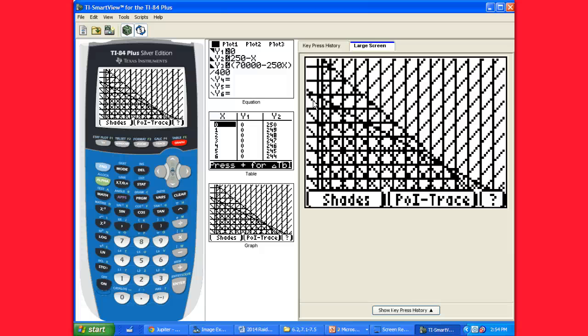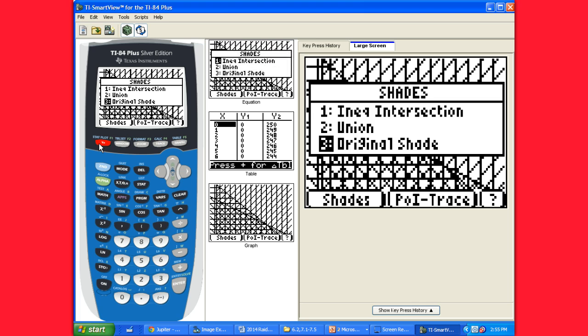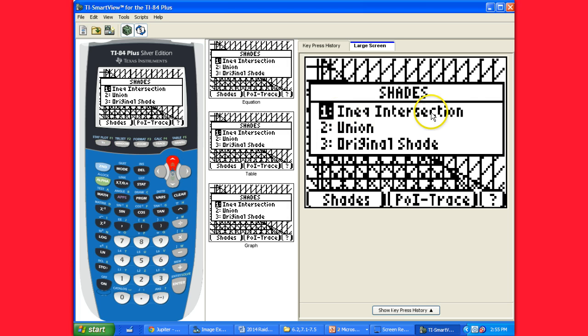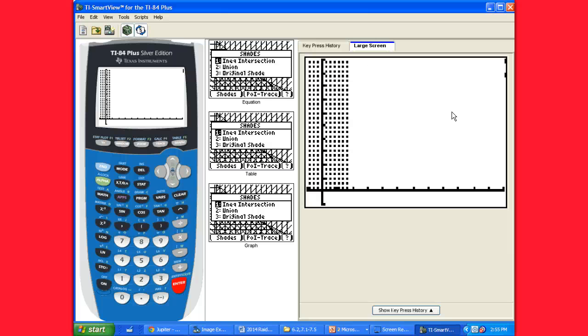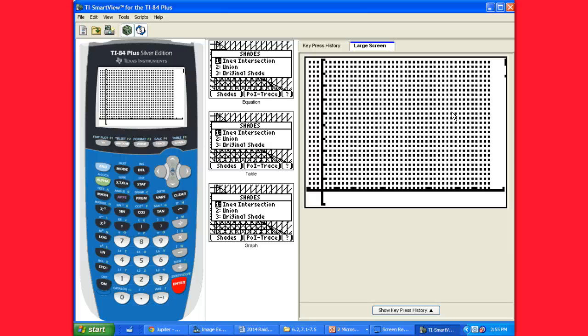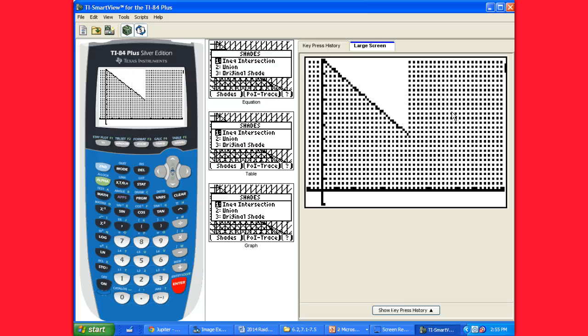Okay, see this button right here, shades? Shades, if you'll notice, is above F1. So I'm going to hit alpha F1, and I'm going to choose that very first option up there, the Inequalities Intersection. When I do, it will graph those 4 inequalities, but as a new one comes in, it'll erase off anywhere that they don't overlap, so I get a nice clean region of feasible solutions. So there's my first one, but when the second one comes in, it cuts off where they don't overlap.